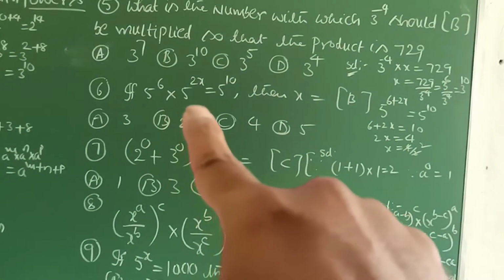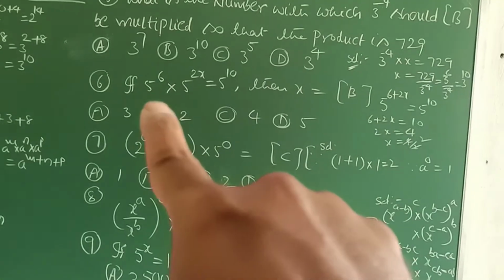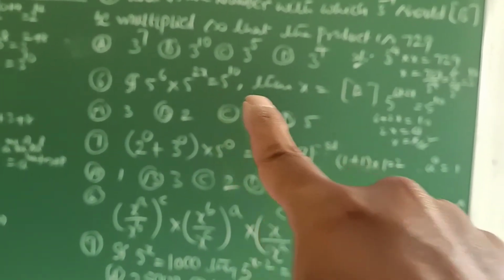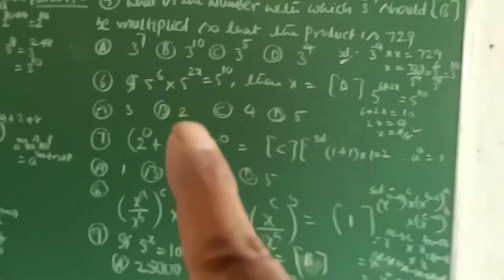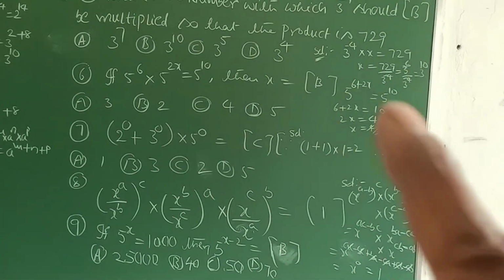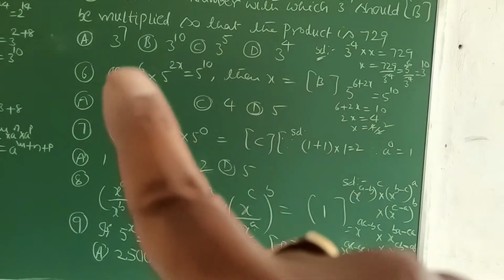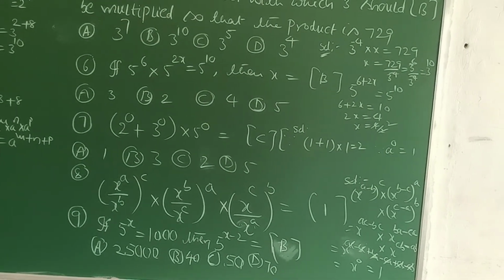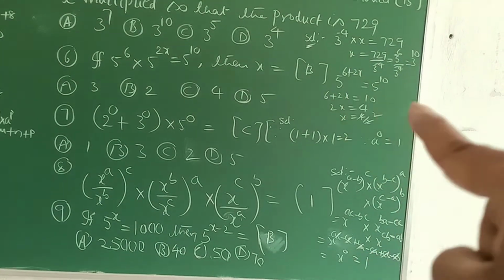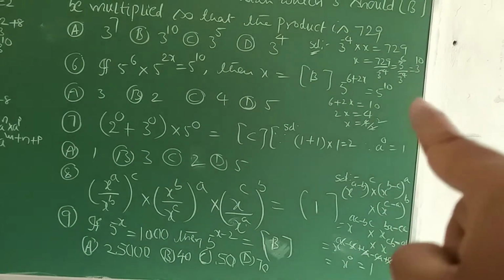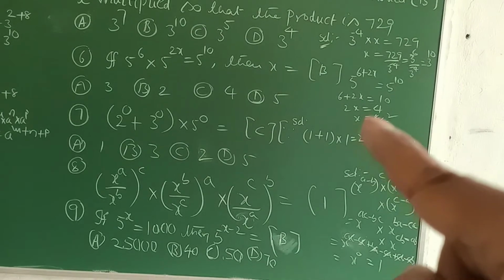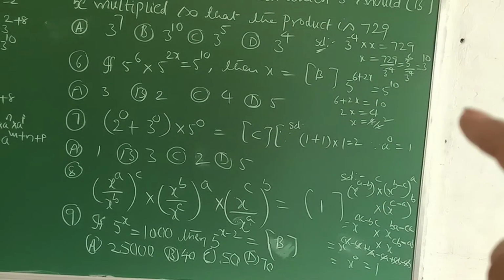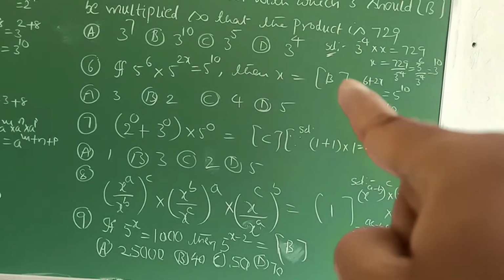Let's move on to the next question, question number 6. If 5 power 6 into 5 power 2x is equal to 5 power 10, then x is equal to, so here 5 power 6 into 5 power 2x, LHS in the form of a power m into a power n. Therefore, a power m plus n, 5 power 6 plus 2x is equal to 5 power 10. When bases are equal, powers are also equal. Therefore, 6 plus 2x is equal to 10, 2x is equal to 4, x is equal to 2. So that's the option here, B.